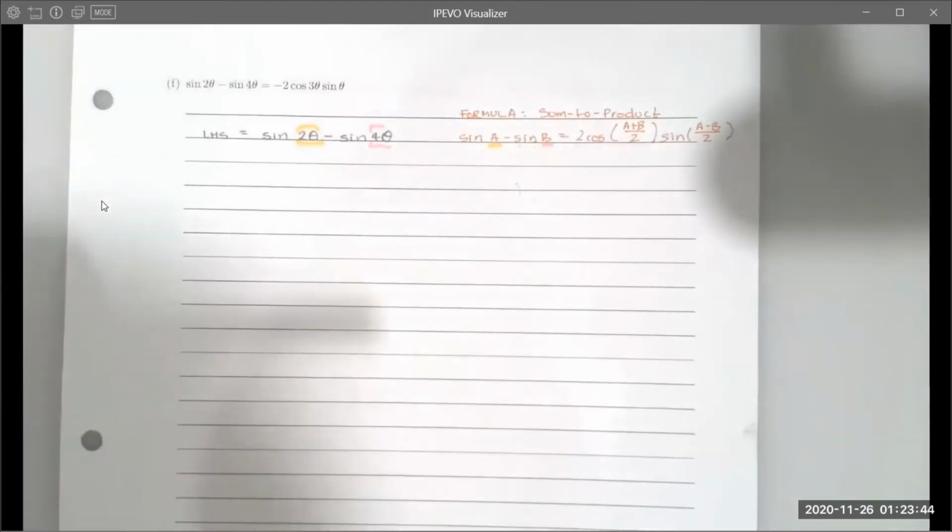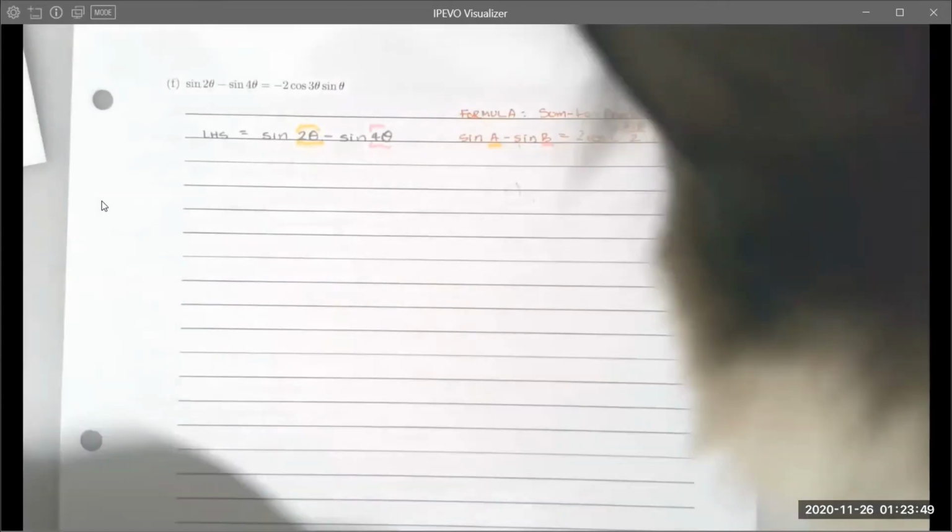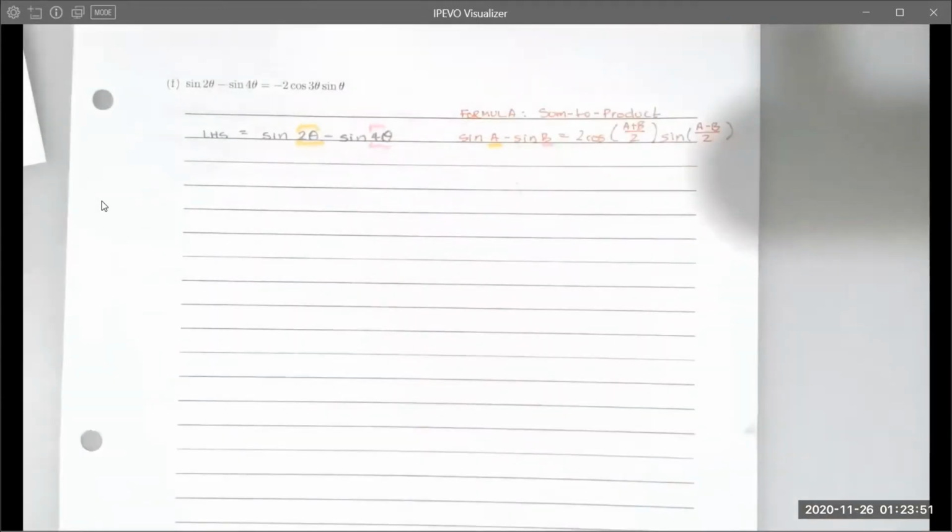that means that we're going to have a 2 times cosine. I'm sorry, guys. Give me 1 second because my kid is curious as to what I'm doing up here.